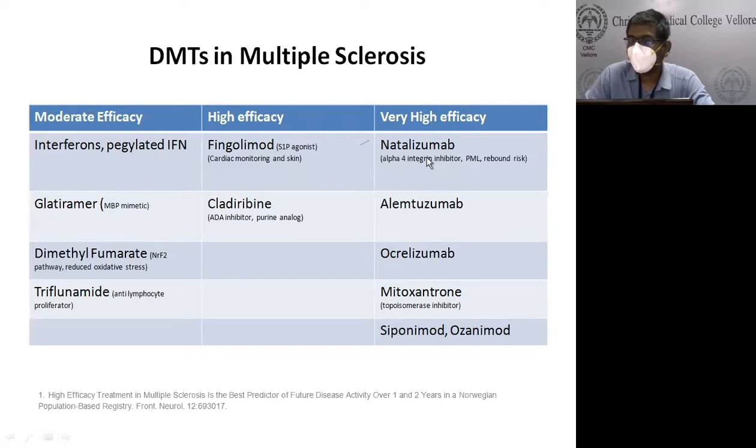Natalizumab, as we all know, is an alpha-4 integrin inhibitor. There is a high risk of PML, so you have to ideally look for the JC virus titers as well as antibodies serially when on treatment. Whenever you find that there is a risk of developing PML, it is better to stop the natalizumab. But it's a very highly effective treatment for multiple sclerosis.